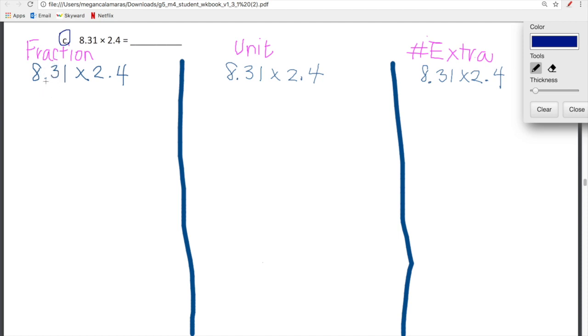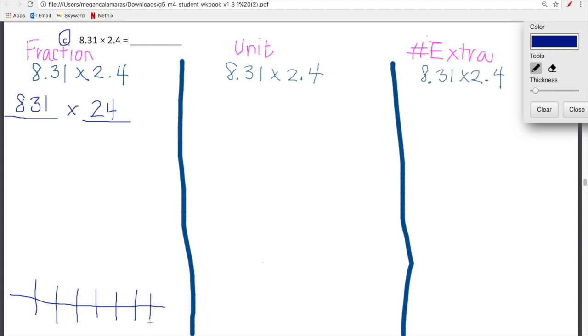Let's look at the fraction way. So the fraction way is taking out the decimal and doing 831 over something times, taking out the decimal, 24 over something. The over something is determined by how we can rename that number as a fraction.